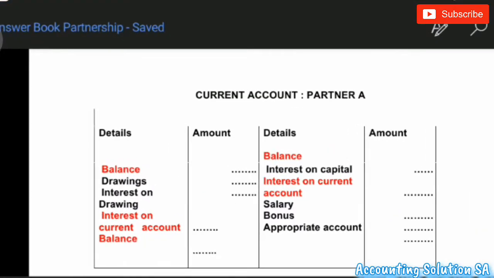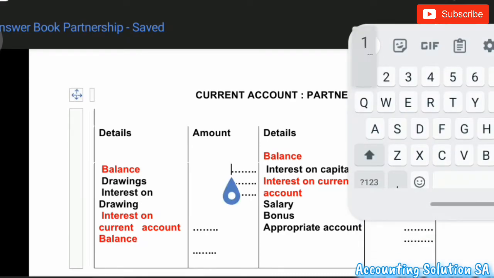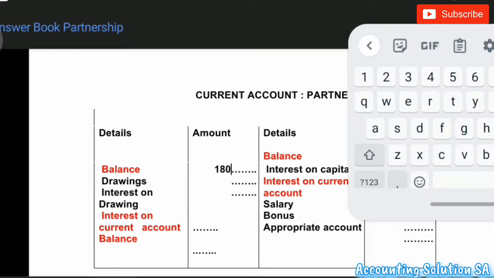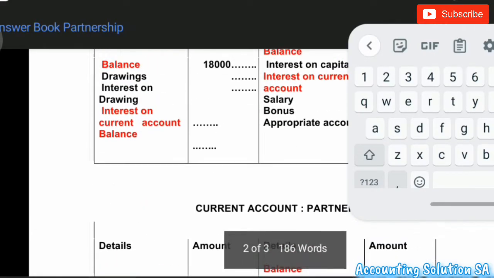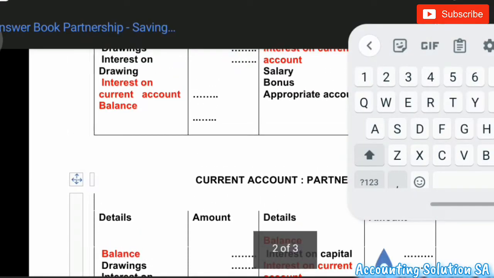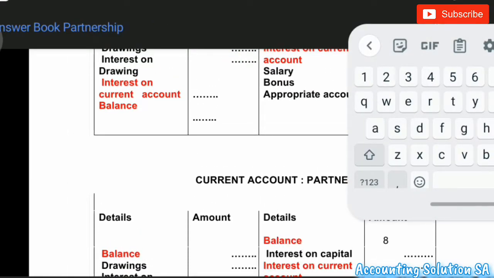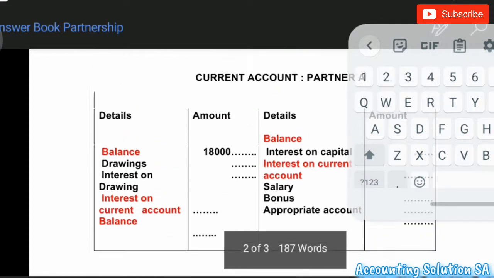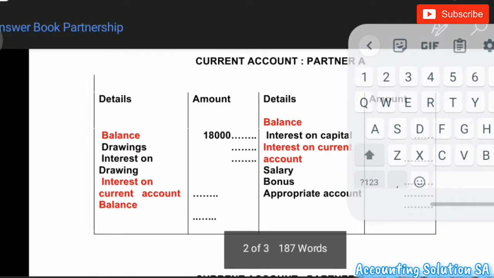Okay. Let's start with Manchester. 18,000 on the debit side. Okay. However, for partner B, the balance is 8,000 on the credit side. Simple and straightforward and free marks. Okay. Then now let's proceed.